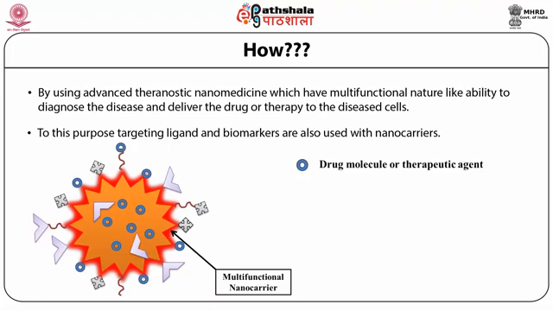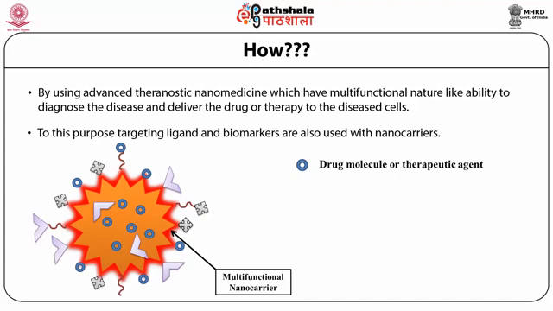I have shown here three ways in which you can load this drug molecule into the multifunctional nanocarrier. The first is that you can encapsulate it within the carrier, as you can see in the center, there are blue circles. You can conjugate it on the surface directly, or you can conjugate it on the surface with the help of some linker.